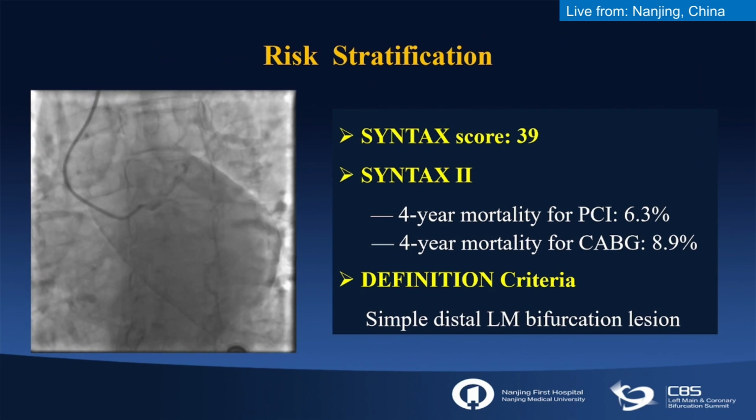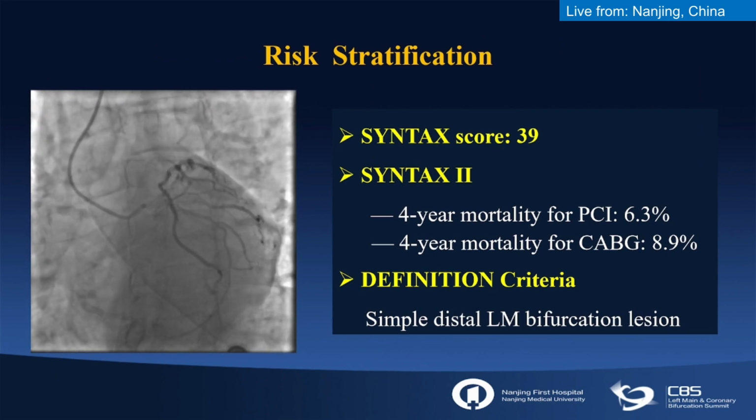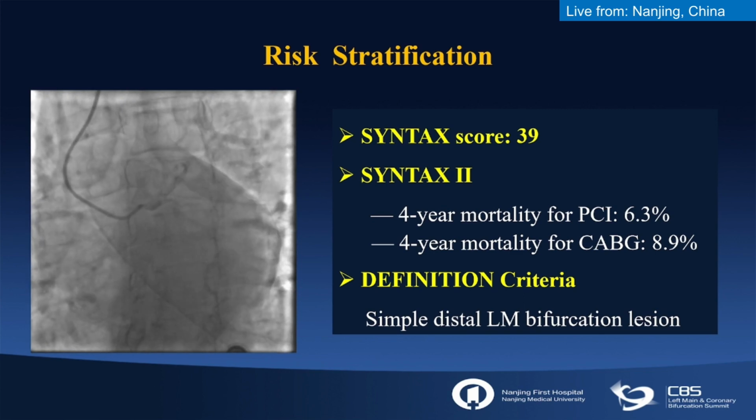We also calculated the SYNTAX II score. Four-year mortality for PCI was 6.3%. Four-year mortality for CABG was 8.9%. According to the definition criteria proposed by Professor Chen Shaoliang, this distal left main bifurcation belongs to simple bifurcation because of the very short length of the left circumflex.